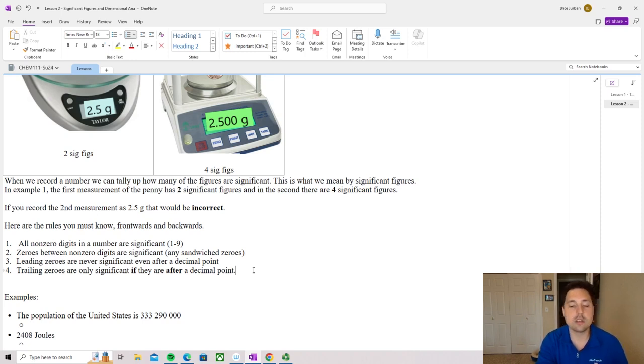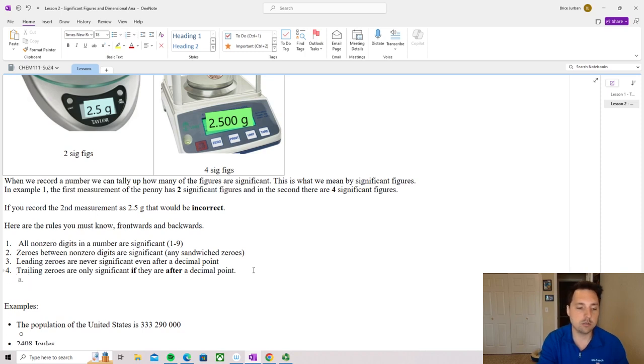It could be, but it's best to report all your values in scientific notation so we prevent ambiguity. So make sure that if you use scientific notation, you do it correctly, and this will allow you to prevent any ambiguity in trailing zeros.